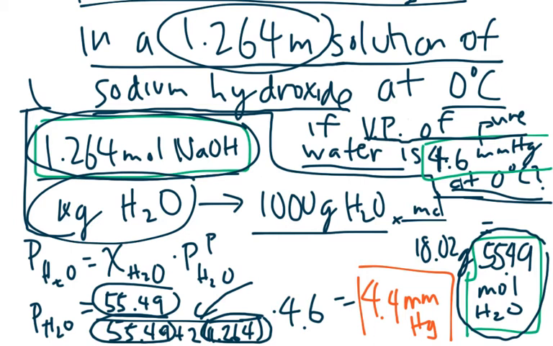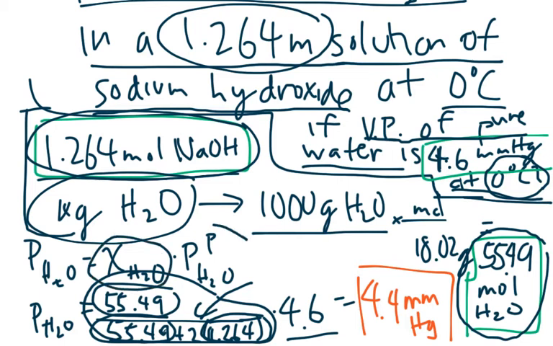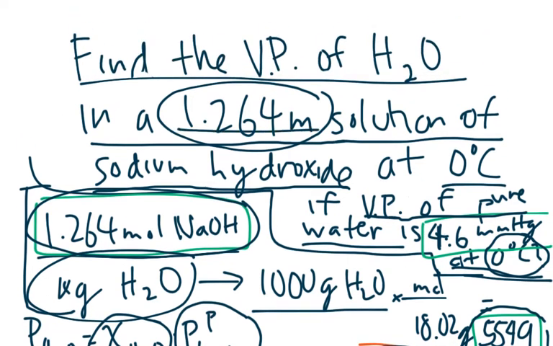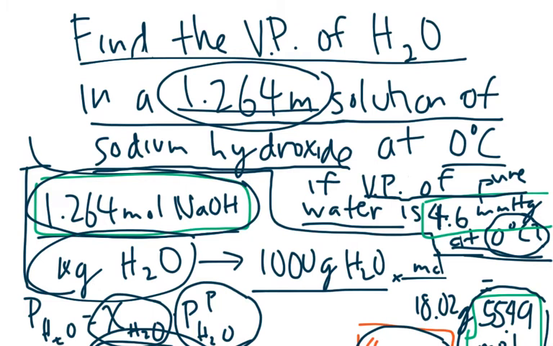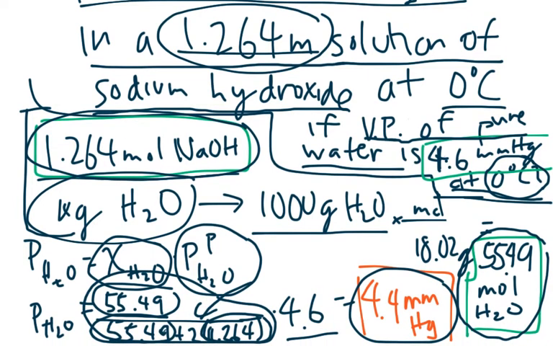And after setting up the expression for the mole fraction, you simply multiply it by the vapor pressure of pure water at 0 degrees Celsius, since that's what we're looking for. And it turns out to be 4.6 mmHg. And multiplying all this out, the mole fraction of water times the vapor pressure of water that is pure, you will end up getting 4.4 millimeters of mercury as your new vapor pressure for this 1.264 molality solution. So, using molality and the information we were provided, we were able to calculate the mole fraction and the new vapor pressure of the solution.